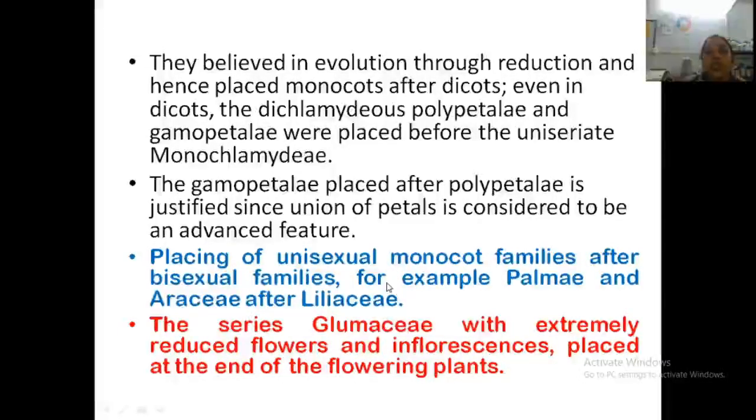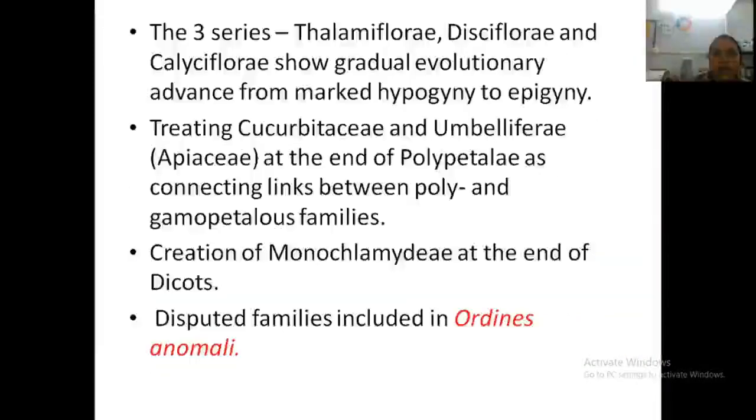Those with reduced numbers, petals fewer, sepals fewer, stamens fewer, are considered as advanced. More numbers of petals and sepals are considered as primitive. So such flowers are kept first, as primitive, and advanced ones with a smaller number of parts. Clear? Now, there are three series, Thalamiflorae, Disciflorae and Calyciflorae, which show gradual evolutionary advances. Hypogyny first in Thalamiflorae, already taught. Calyciflorae show some perigyny also, leading to epigyny.